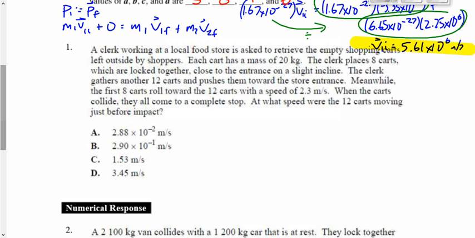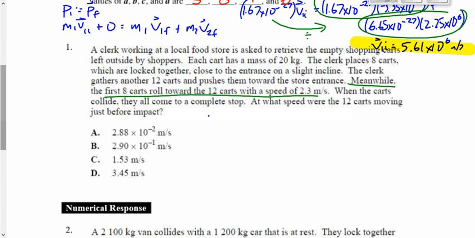The first 8 carts roll toward the 12 carts with a speed of 2.3 meters per second. So the 8 carts were moving one way, the 12 carts were moving the other way. When they hit each other, they stop. Make sense? You can picture this, right? Bunch of carts going one way, a bunch of carts going the other way, they hit each other and they all stop. We want to know the speed of the 12 carts just before impact.